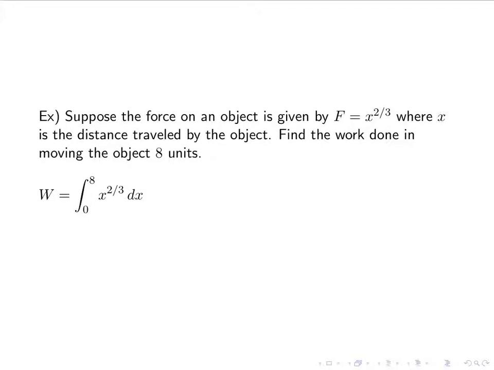So to set up the work, we're just going to integrate. We integrate from 0 to 8 because that's the distance the object has moved, and then we're integrating our f, which is x to the 2/3. If we do that, remember we add 1 to the exponent, so we get x to the 5/3. Dividing by 5/3 is multiplying by 3/5. So we have 3/5 x to the 5/3 from 0 to 8. If we do that out, we should be getting 96/5, which is 19.2, and again, whatever the units of the work is.